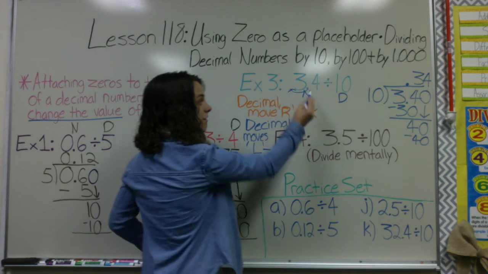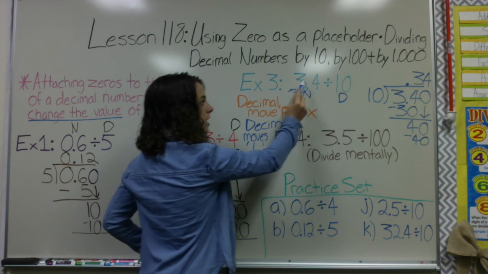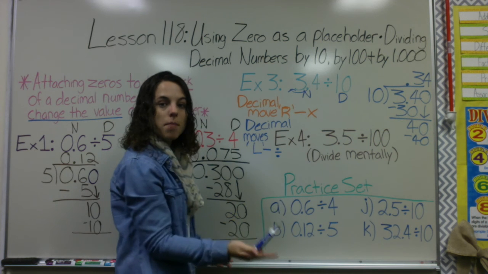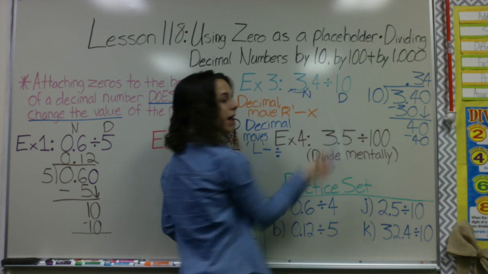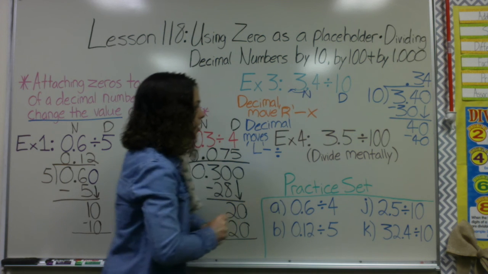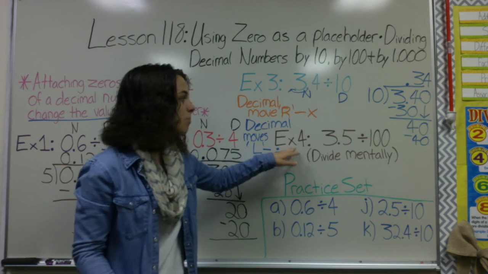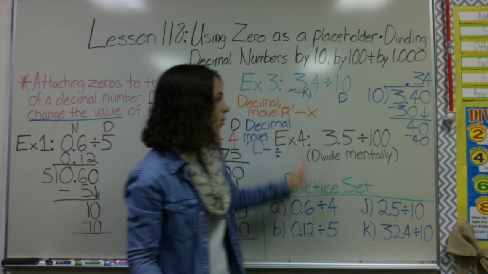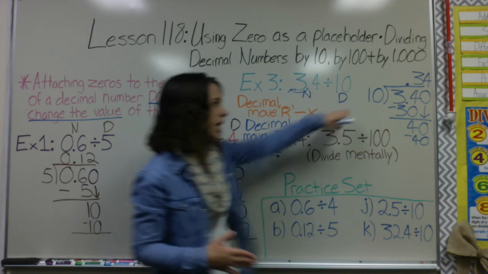Division makes sense because when I move it to the left, my number actually gets smaller. 3 4/10 is larger than 34/100. When I multiply, my number is going to be larger. So if I multiply by 10, my decimal point would be moving right and I would have 34, which would be larger than 3 4/10. So example 4, I want you to go ahead and divide this mentally. This is by 100. If we divide by 10, my decimal point moved once. 100, I have 2 zeros. So go ahead and try to do that on your own without actually having to solve it.